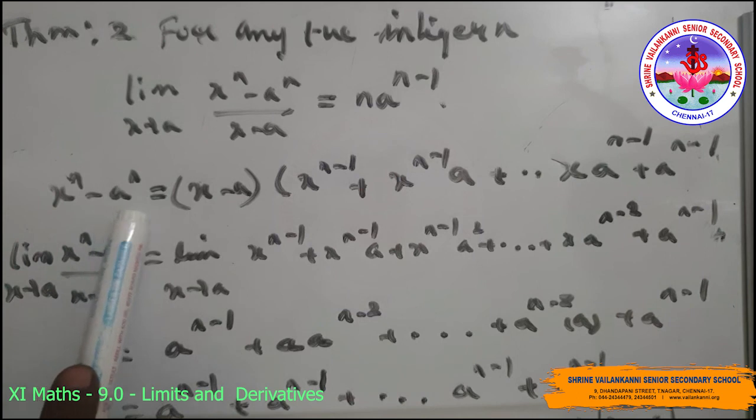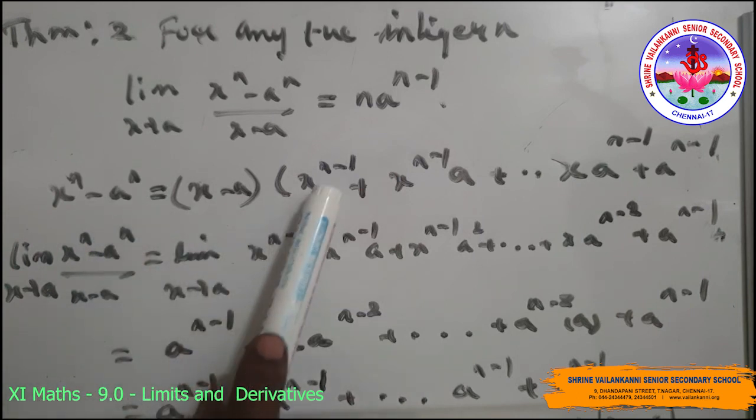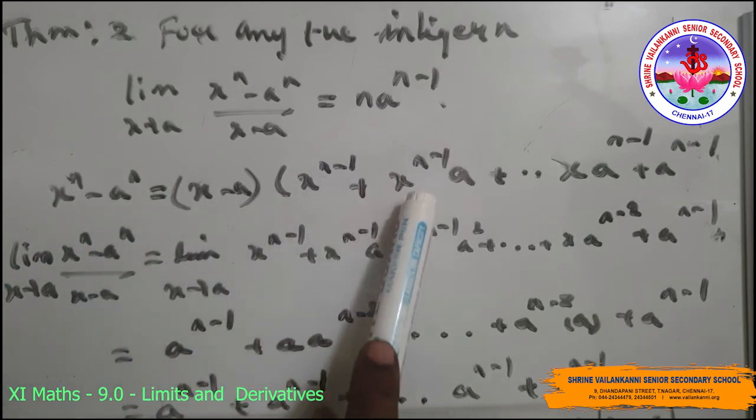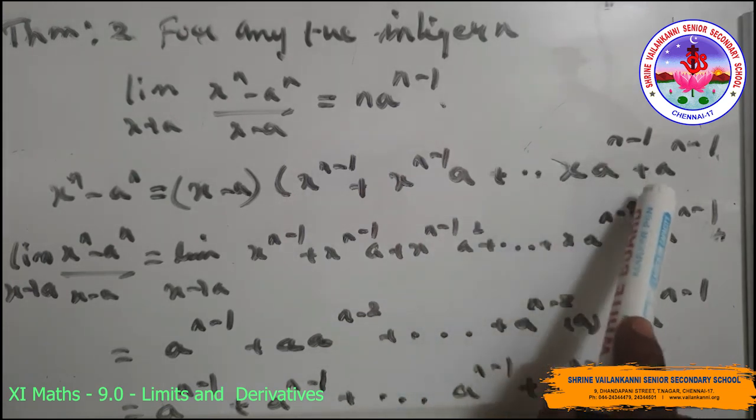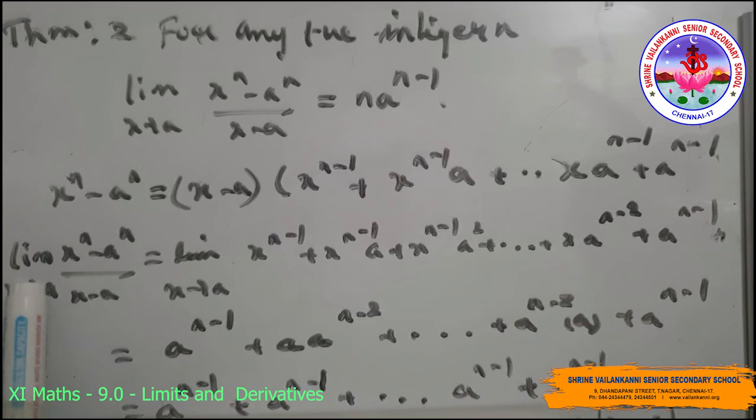x power n minus a power n is equal to x minus a into x power n minus 1 plus x power n minus 2 into a, etc., x a power n minus 2 plus a power n minus 1. So limit x tends to a of x power n minus a power n by x minus a is equal to the limit of the sum of the functions. Using the theorem, the limit of a sum of two or more functions is the sum of the limits of the functions.